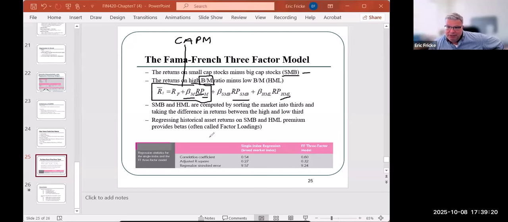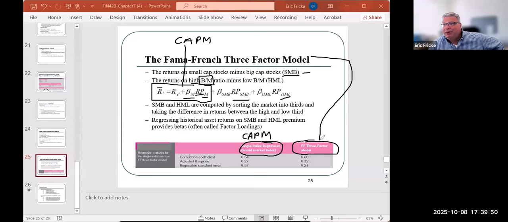So let me show you this right here. Do you see right here? It says single index regression. That is CAPM. It's using a single number, the market return, to predict what's going to happen. And this right here represents the Fama-French three-factor model. I think they got a Nobel Prize out of this.